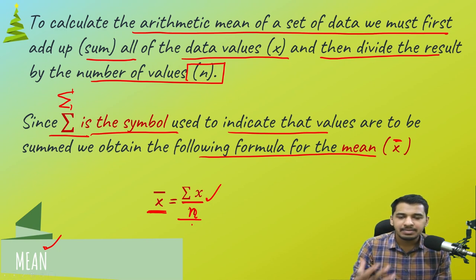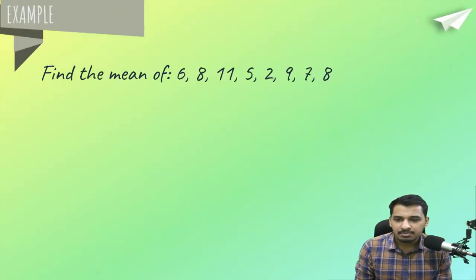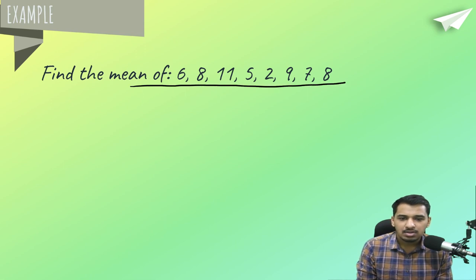So look at the example, it will become much more clear. Most of you must have done this in school. It is a very simple concept. So let us look at one example quickly. Find the mean of this value. So total number of values are how much? 1, 2, 3, 4, 5, 6, 7, 8. Total values n is equal to 8.